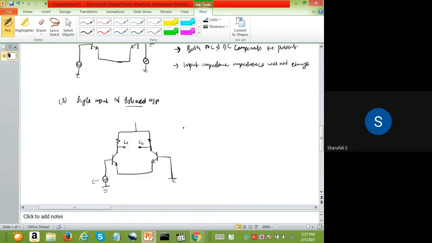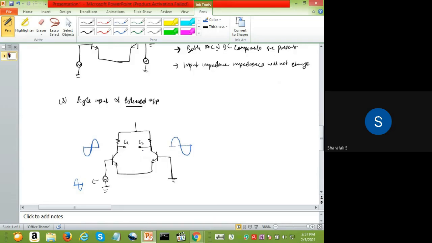Okay. So in this case, what will happen? You are applying signal here. And you will be getting the amplified signal with 180-degree out of phase at this C1. And the same signal will go through this, and at this terminal, C2, we will be getting it without any phase shift.